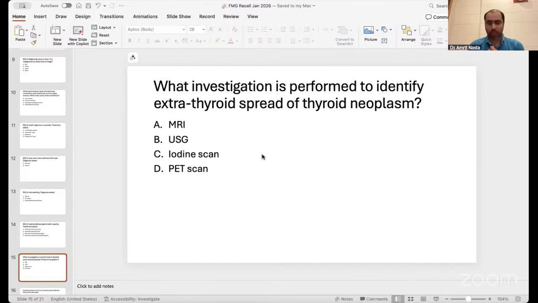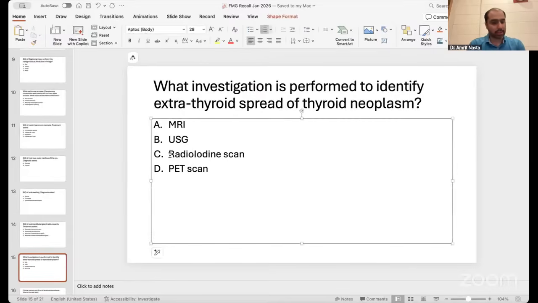Okay, stone size 1.4 centimeter, then you have to do open surgery to remove it. Okay. That answer I'll confirm with ENT sir. Okay, the stone one. So if here the question is extrathyroid spread, answer is MRI. Means you want to see how much it is going around the thyroid. Iodine scan would be for metastasis.